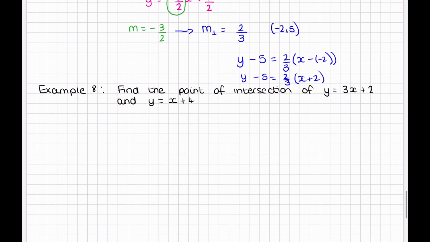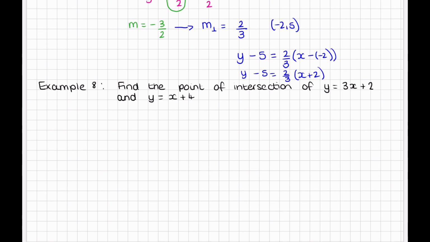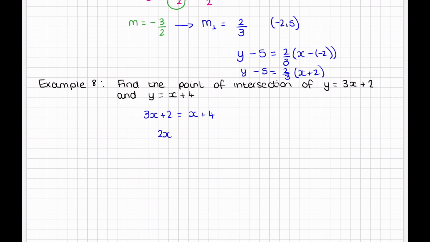Example 8, find the point of intersection of y equals 3x plus 2 and y equals x plus 4. Point of intersection, many different ways to do this. By hand, the easiest way is to just make the equations equal each other. Because they are both y equals, we can then do 3x plus 2 must equal x plus 4. You can only do this if both equations are y equals. And then we just rearrange to find out what x is. So we'd have 2x plus 2 equals 4. And then 2x equals 2, just to rearrange it, and therefore x equals 1.